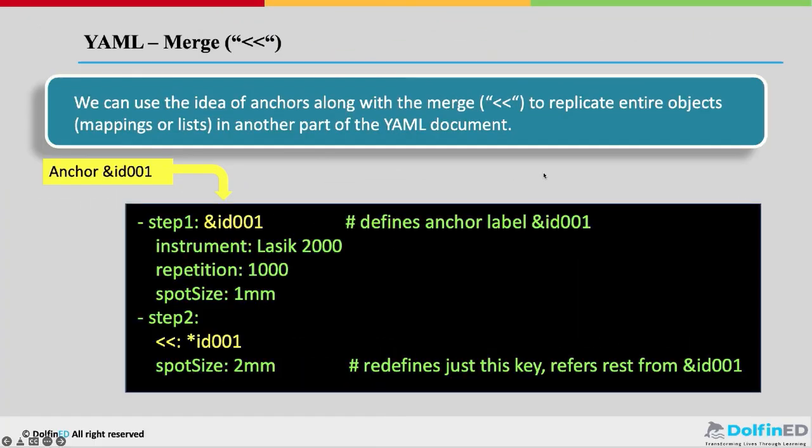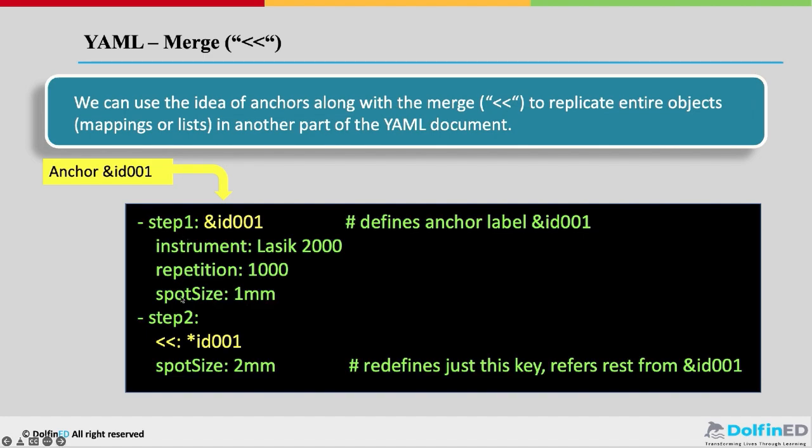All right, so expanding on what we have learned, we can use the idea of anchors and aliases along with the merge to replicate entire objects. So if you have a mapping, a complete mapping now, not a key value pair, or a complete list, you can replicate it by referencing it elsewhere in another part of the YAML document. So here's an example that we are going to verify in the YAML viewer.